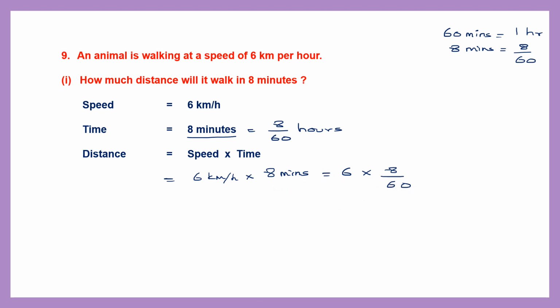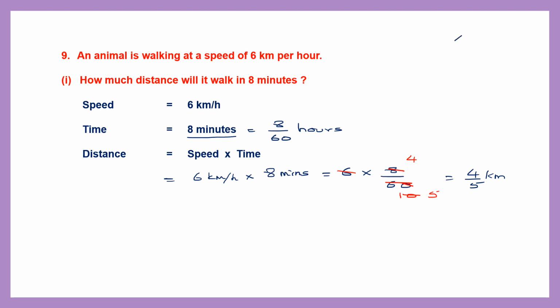Now let's cancel what we can. So here we can cancel 6 and 60. 6 tens are 60. Now we can cancel 8 and 10 both by 2. 2 fours are 8 and 2 fives are 10. So the distance is 4 by 5 kilometers. Okay. Now let's divide 4 by 5 to get it as a decimal number.